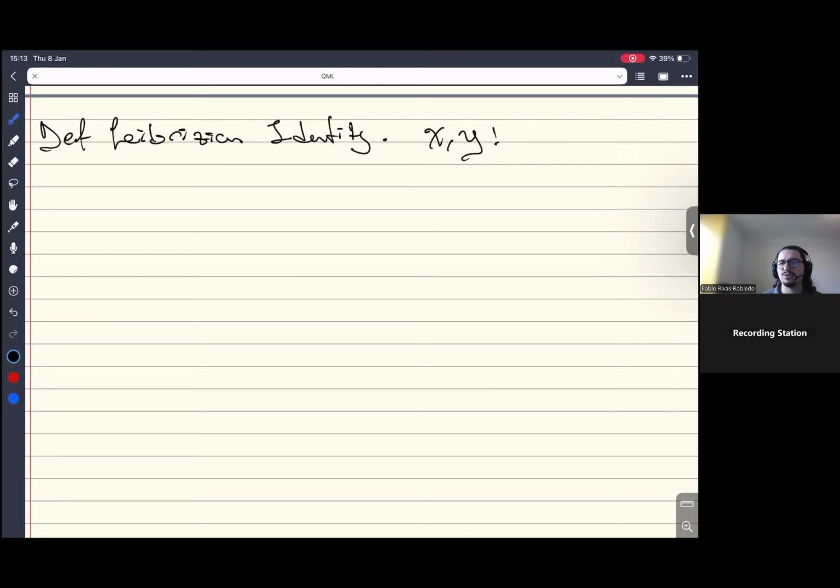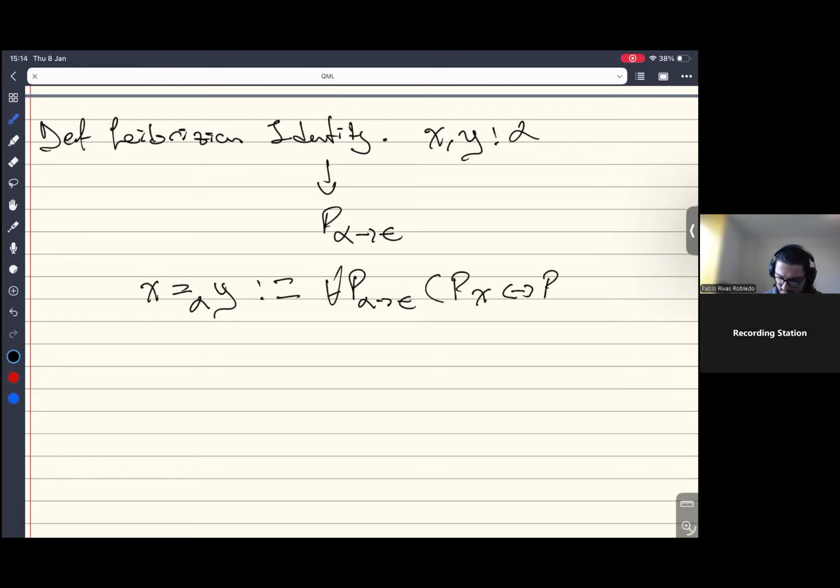In the notes, I use a tau, which is better for this. But let's say A, and then identity is going to be defined in terms of properties of type A to T. So it is what we had been seeing before when we discussed a little bit identity in higher order logic. So two things are identical, we define it as they share the same properties: for all P of type alpha to T, P of x if and only if P of y.